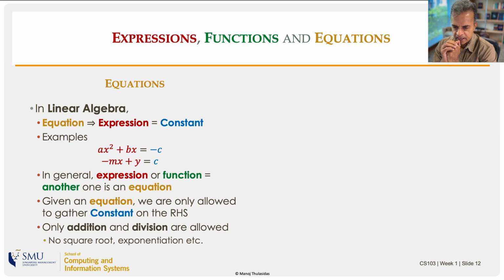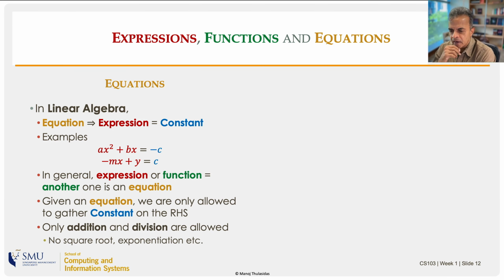You might immediately ask me, what if I wrote ax squared plus bx plus c equal to 0, which is normally the way you would write that quadratic equation? That is not the way we would like to write it for our purposes in this course. If you ask me, is the other one not an equation? Sure, it's an equation, but not for us in this context. Another equation that you might come across is y equal to mx plus c. That is an equation of a line, but we will write it as minus mx plus y equal to c.